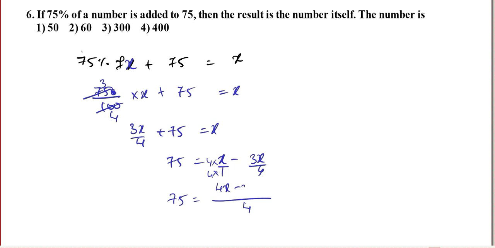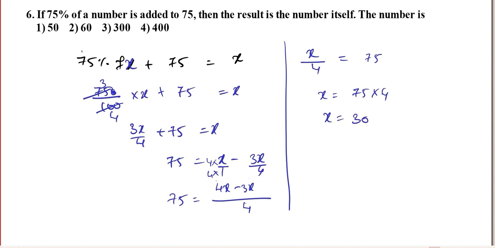So 4x minus 3x by 4 is equal to 75. That is x by 4. 4x minus 3x, that is x. x by 4 is equal to 75. From this, x is equal to 75 fours are, so that is 300 that you get. So the third option is the correct one.